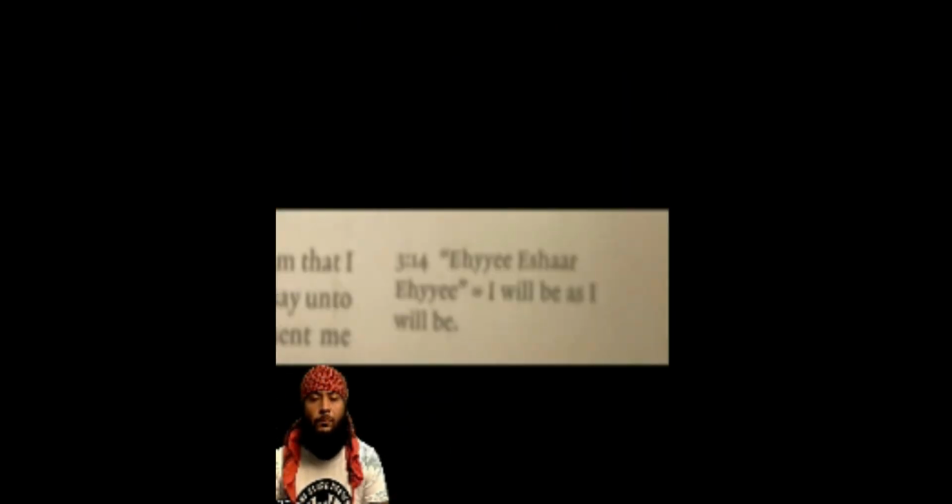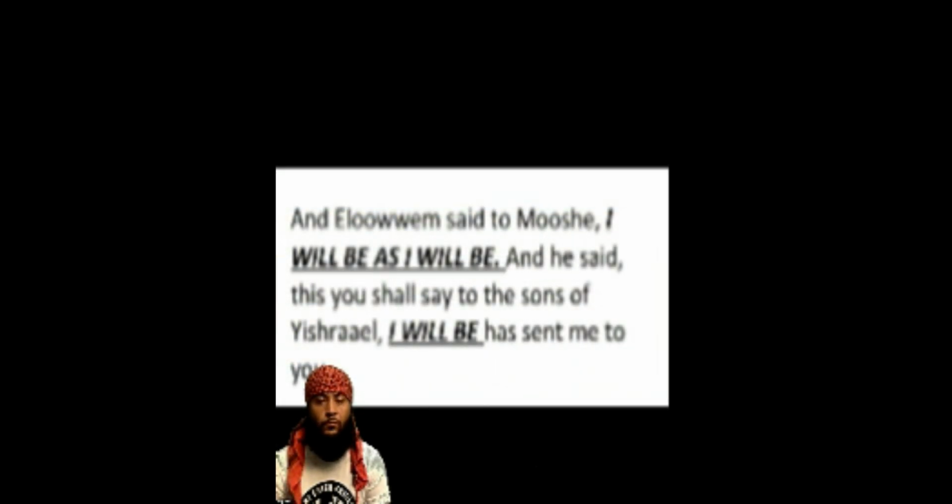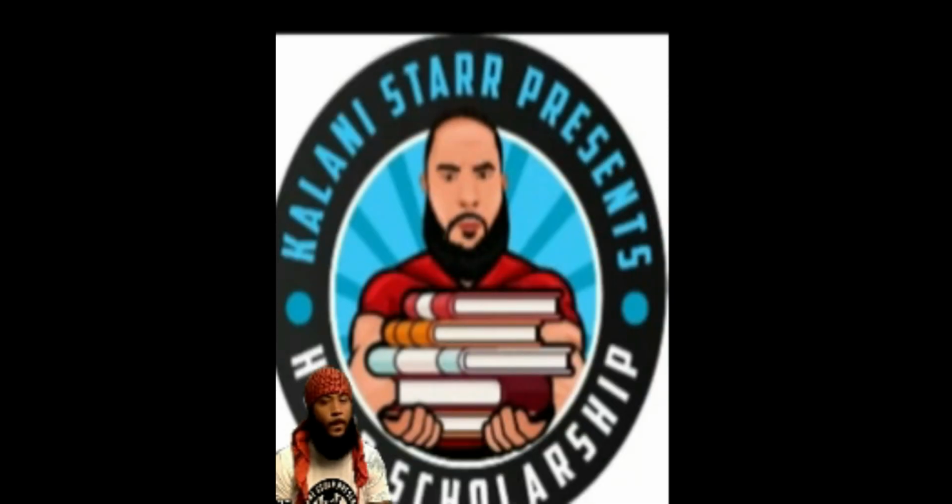In the commentary, the phrase Eyi Asher Eyi is translated as "I will be as I will be." So the text translates to, "And Elohim said to Moshe, I will be as I will be. And he said, This you say to the sons of Yisrael, I will be has sent me to you." So in essence, he's saying, it doesn't matter my name. All that matters is I am.